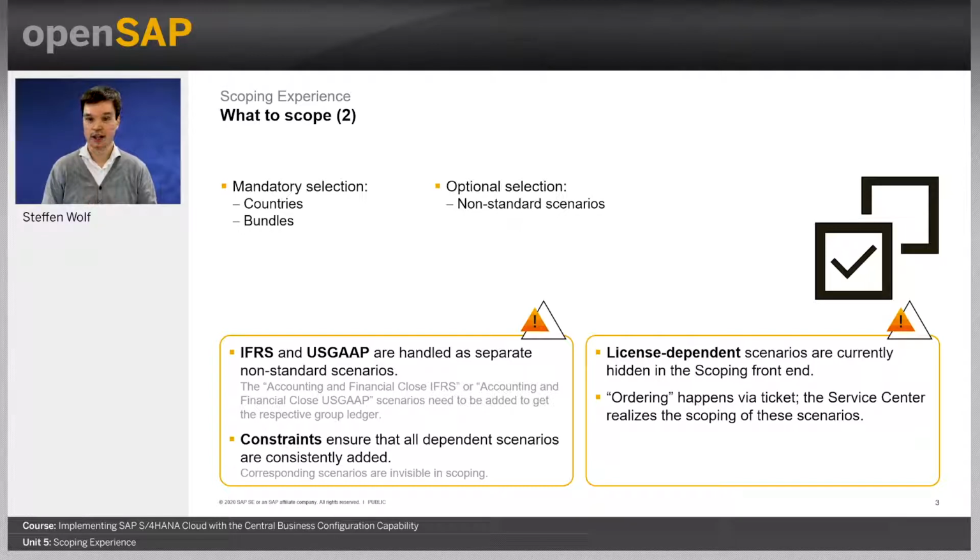There are also license-dependent scenarios. They are currently hidden from the front end, so they need to be ordered via ticket by the customer explicitly. So let me now show you how exactly scoping is done.